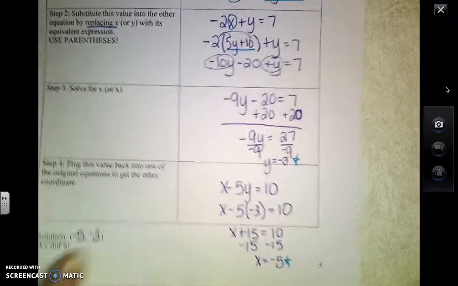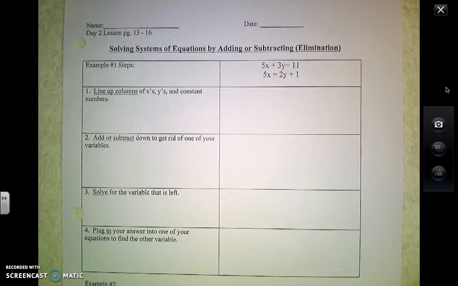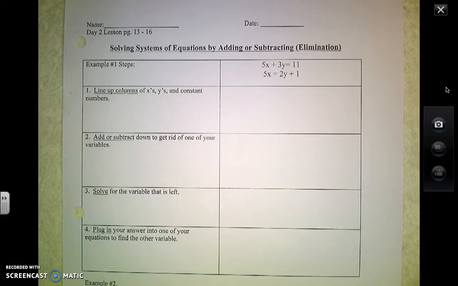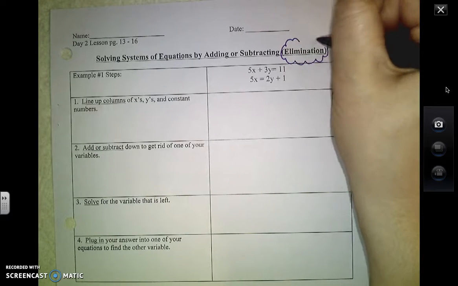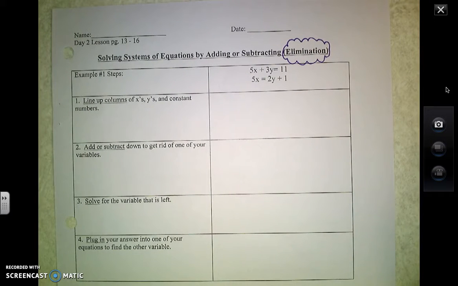Okay? I'm going to switch to page 13 in my packet. Okay, kind of zooming forward a little bit here. Page 13 has elimination, okay? And elimination is what it sounds like. We are going to eliminate a variable. And so in the last example, we substituted for a variable. Now we're just going to eliminate a variable altogether.